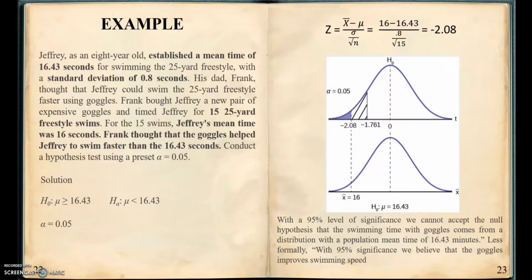So for the solution, let's have Step 1, getting the null and alternative hypothesis. For the null hypothesis, mu is greater than or equal to 16.43, and for the alternative hypothesis, mu is less than 16.43. So Step 2, setting the level of significance. It has already been determined by the problem: 0.05 for a 95% significance level.